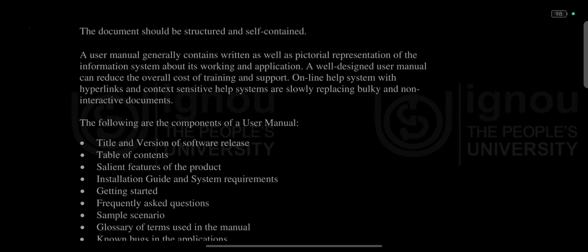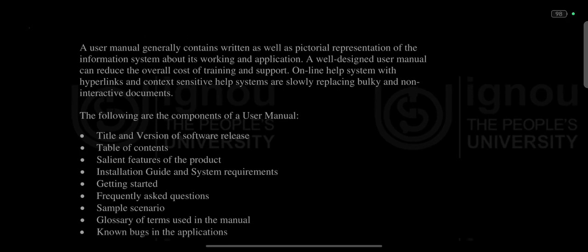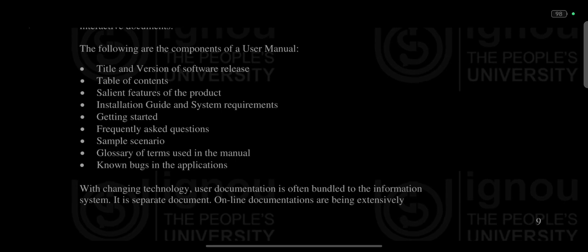The following are the components of a user manual: title and version of software release, table of contents, salient features of the product, installation guide and system requirements, getting started, frequently asked questions, sample scenarios, glossary of terms used in the manual, and known bugs in the application.